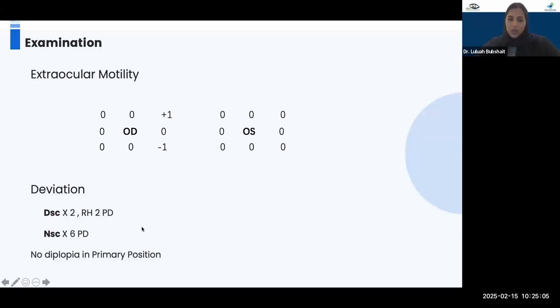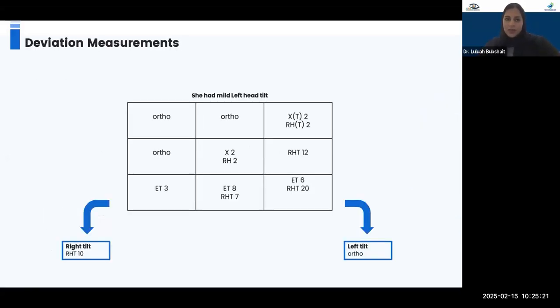For the deviation in primary position at distance, she had an exophoria and a right hyperphoria of 2, and at near an exophoria of 6. She didn't have any diplopia in primary position. This is a more detailed deviation measurement in 9 gazes. As you can see here in primary position, as I said, she has an exophoria.